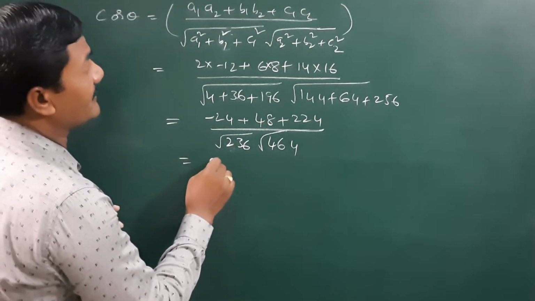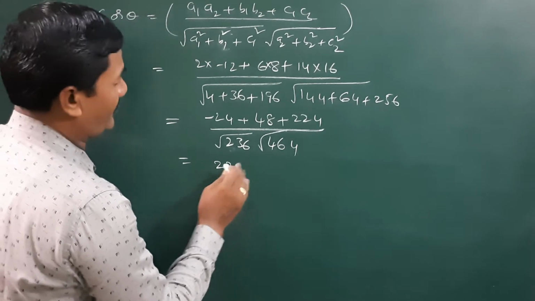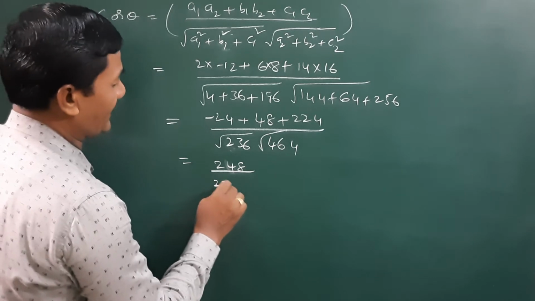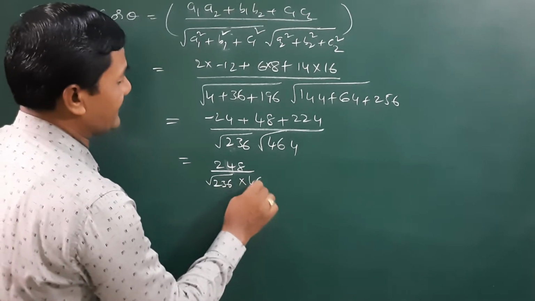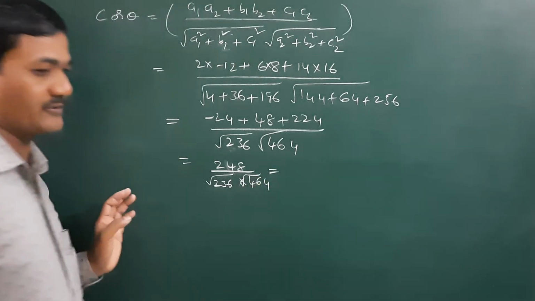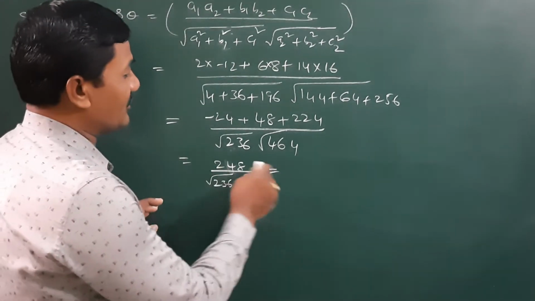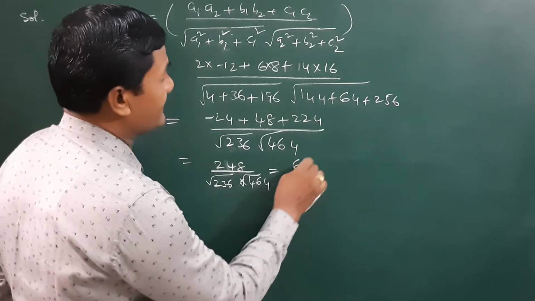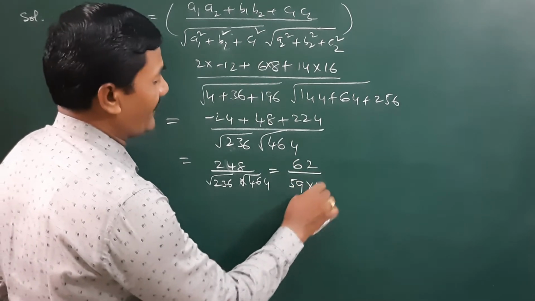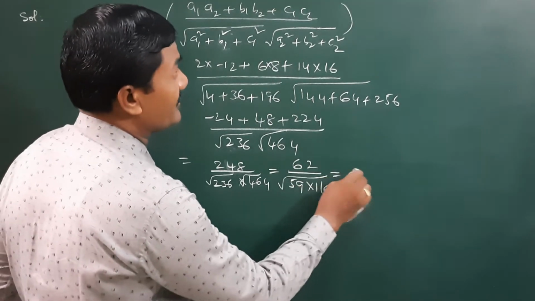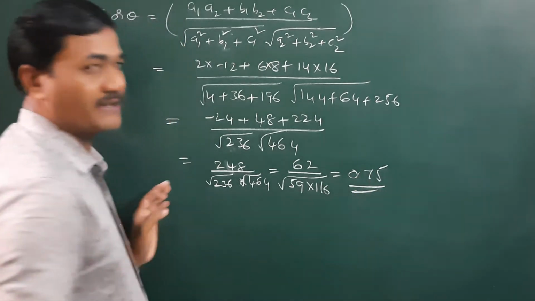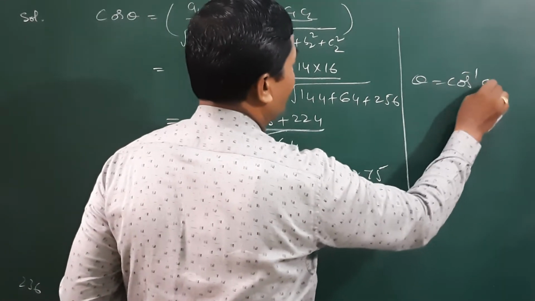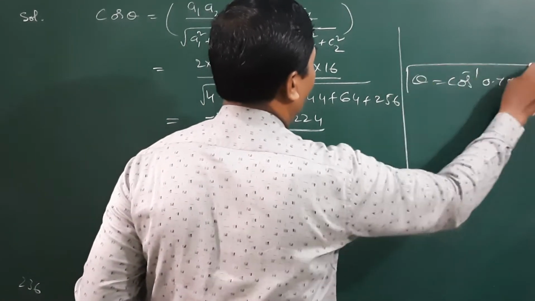Simplifying, the final value is 248 divided by the square root of 236 into 464. Taking 4 as common in each, you can simplify this immediately: 62 by the square root of 59 into 116. This is simply 0.75, the final answer for this question. Therefore theta equals cos inverse of 0.75.